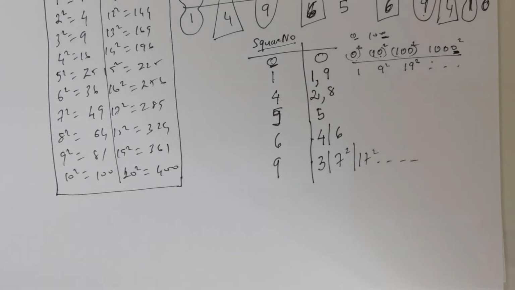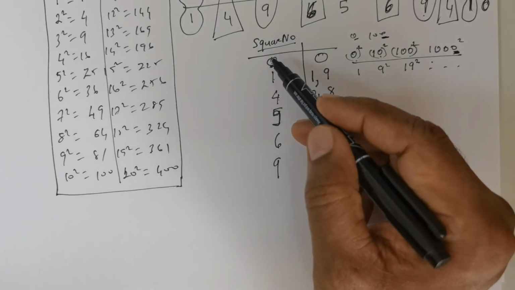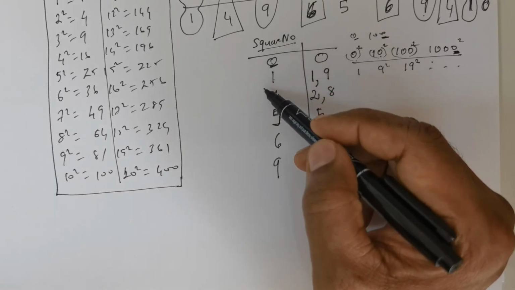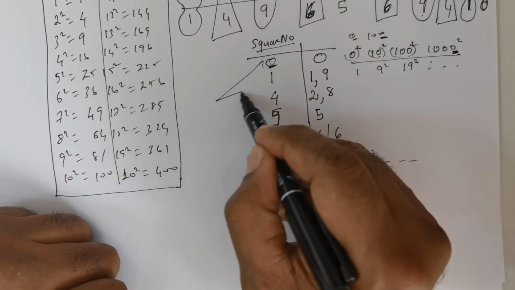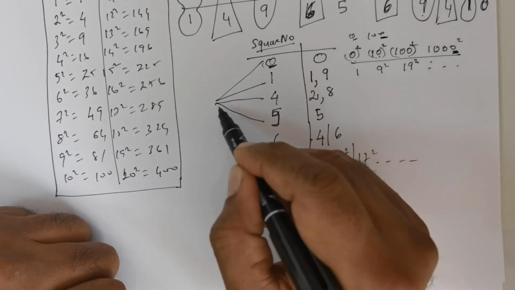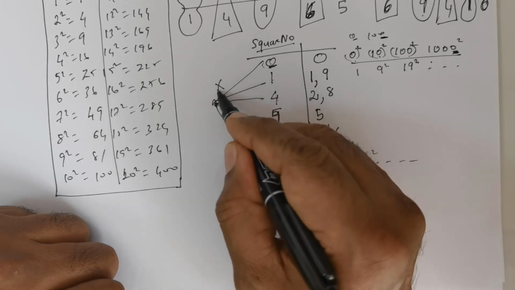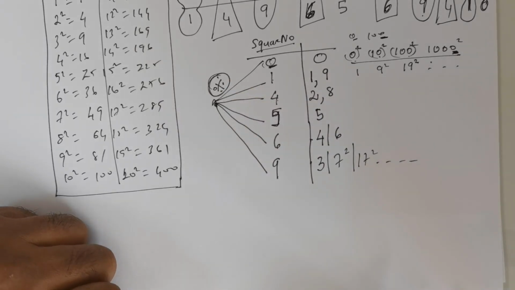So the point I wish to mention here is that the square of any number will produce me one of these things. That is the important observation that you will have to make.